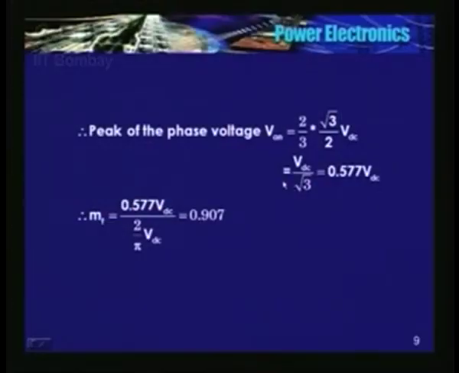So, what is the value of MF? It is nothing but the peak of the phase voltage using the space vector PWM technique to the peak of the fundamental component using square wave operation. That is 0.577 VDC divided by 2 by pi into VDC. So, this is equal to 0.907. So, how do I interpret this result?